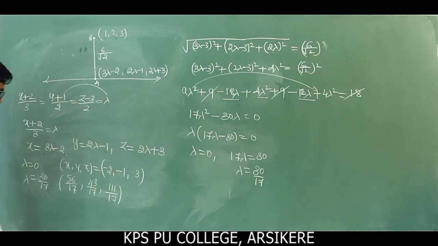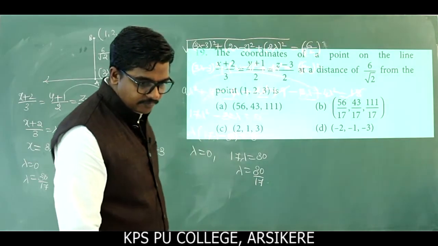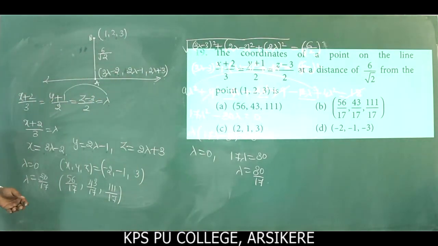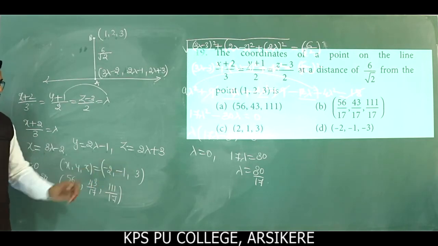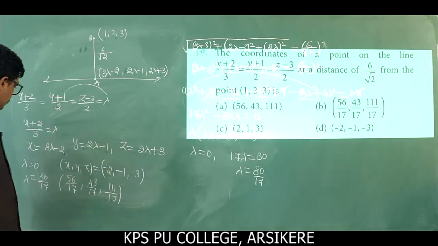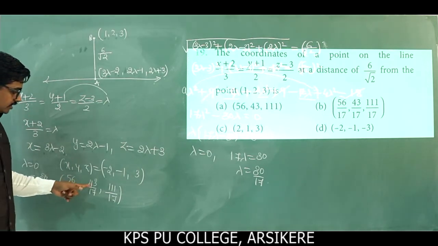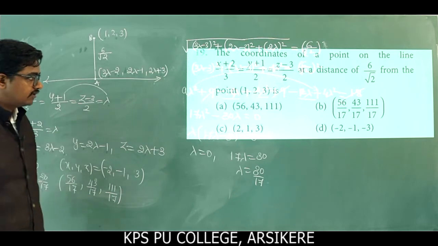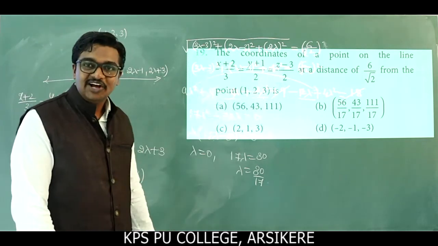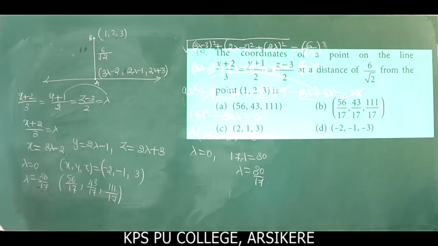So these are the options. Just observe your options, what will be the answer. The first point, minus 2 comma minus 1 comma 3, is not there in the options. And when lambda is equal to 30 by 17, the point is 56 divided by 17, 43 divided by 17 and 111 divided by 17, we have that in option B. Option B is our right answer. This is the method, this is clear. Take a pause and note it down.